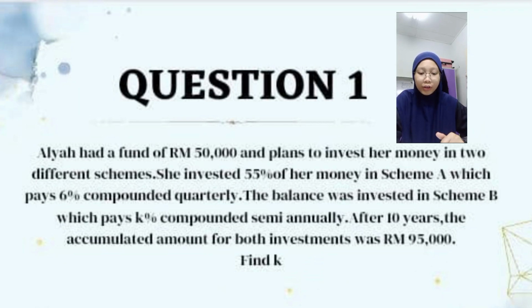Alia had a fund of 50,000 and plans to invest her money into different schemes. She invested 55% of her money in Scheme A, which paid 6% compounded quarterly. The balance was invested in Scheme B, which paid 3% compounded semi-annually. After 10 years, the cumulative amount for both investments was 95,000.